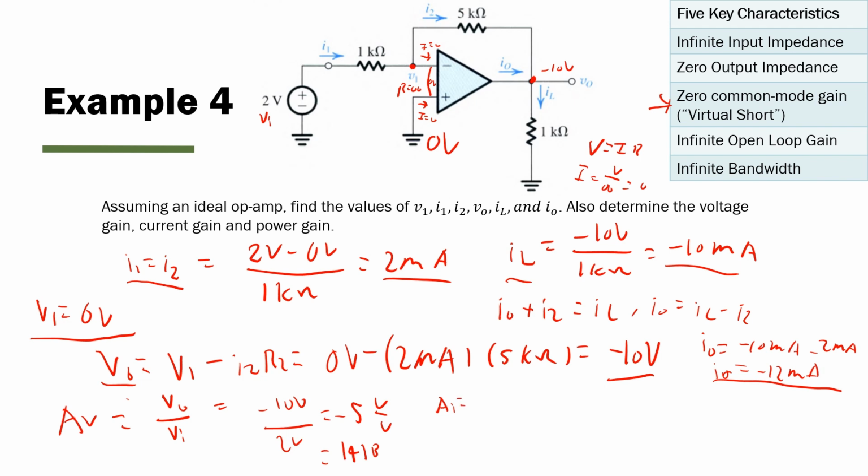Current gain will be output current divided by input current, which in this case would just be I1. So that's going to be negative 12 milliamps divided by 2 milliamps. That is equal to, let's see, excuse me. This should actually be the load current, not the output current. It can be very confusing, as I just made that mistake. Whenever you're calculating gain, you always want to focus on the load, not this output current over here.